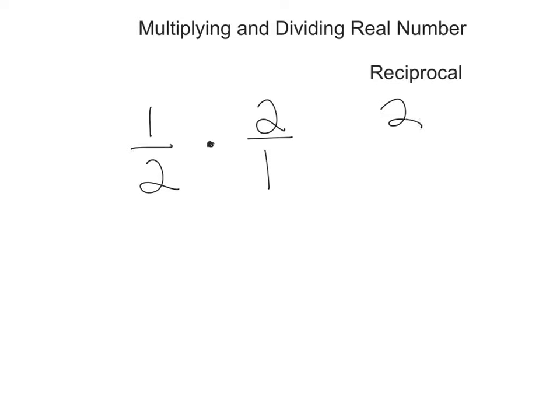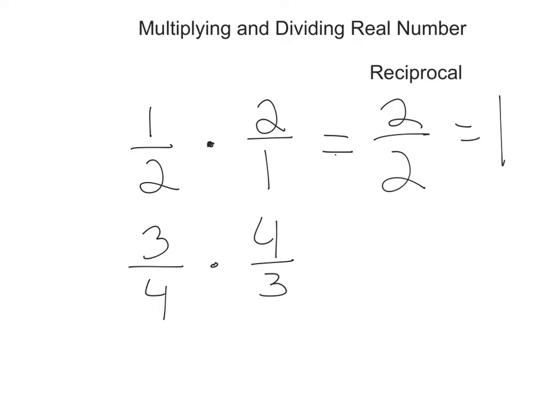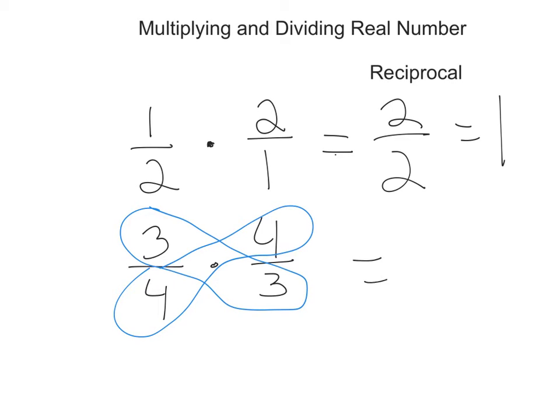1 times 2 is 2, 2 times 1 is 2, and we know that 2 divided by 2, or 2/2, simplifies to 1. Anything times its reciprocal equals 1. And that works for all sorts of numbers. So 3/4 times 4/3. We can even see in the simplification because we can simplify here and we can simplify here, and eventually everything's going to equal 1.